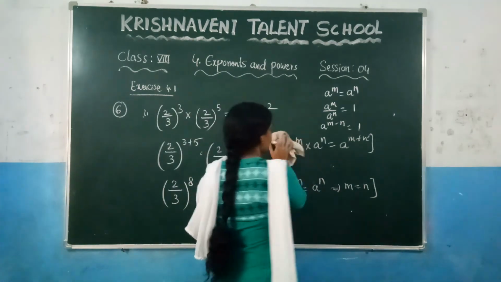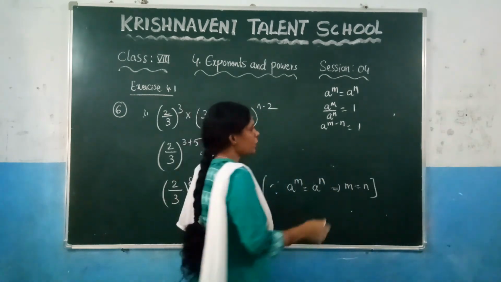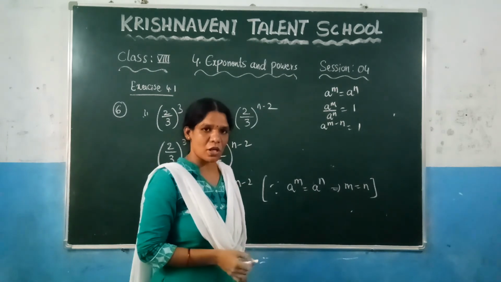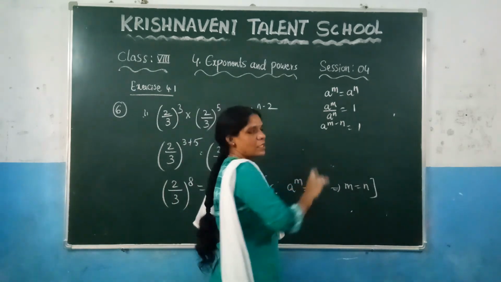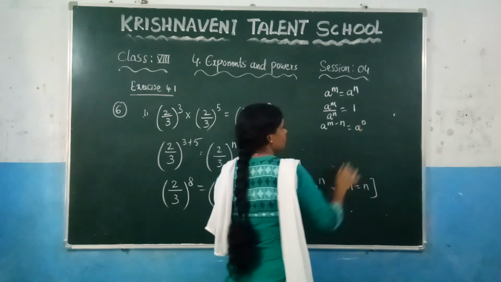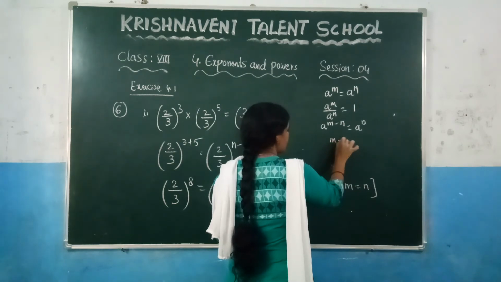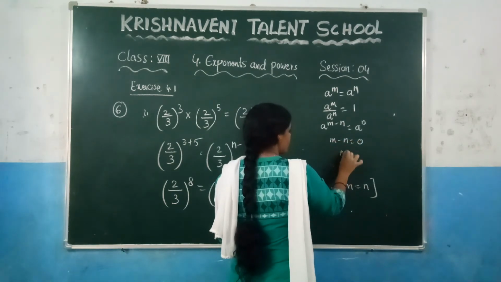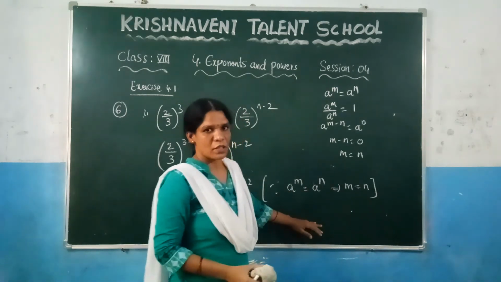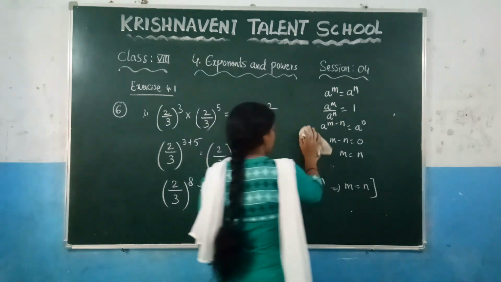Now you know that you can write 1 as a^0. You know that anything to the power of 0 is always 1. Since here the base is a, I am writing this as a^0. So what you will get here is m minus n is equal to 0, so that you will get m is equal to n. Like that, you got this. So if the bases are equal, you can equate the powers also.